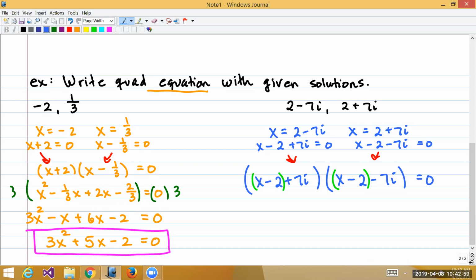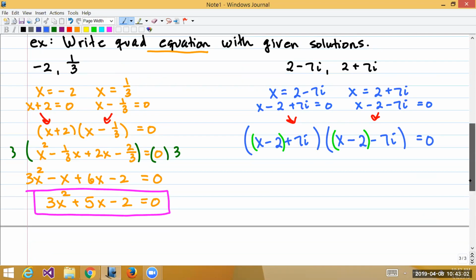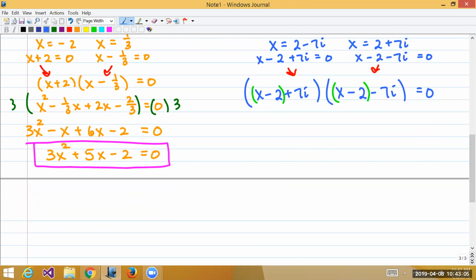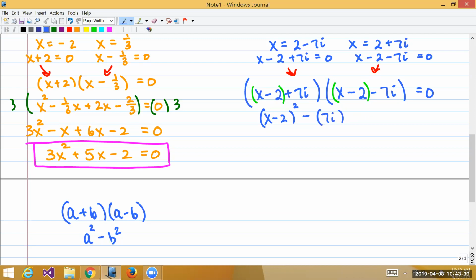If you remember, I'm just going to go to the bottom page real quick and remind you how we multiply conjugates. Conjugates were basically a plus b times a minus b, right? x minus 2 is our a, and 7i is our b, and then one's plus, one is minus. This simply gives us a squared minus b squared, if you work that out. So that makes life easier here, because then it'll simply be the term x minus 2 squared minus the term 7i squared equals 0.